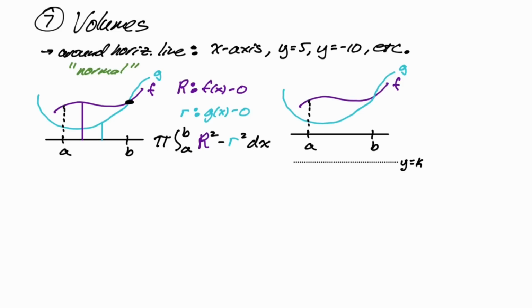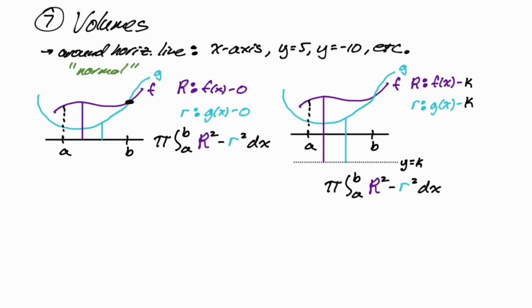dx. Now, we can have a different picture, where instead of going around the x-axis, we're going around y equals k. This doesn't change anything. We're still going to find big R and little r. They're just going to feel a little different, right? So we draw them. One of them is bigger than the other. That's big R. That's going to be f of x minus k, top take away bottom. Little r, g of x minus k, that's top take away bottom. And then our integral is exactly the same.